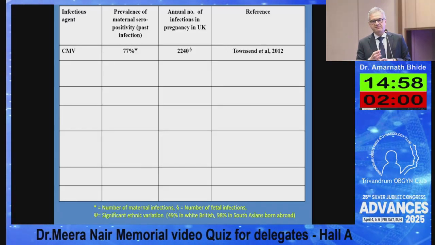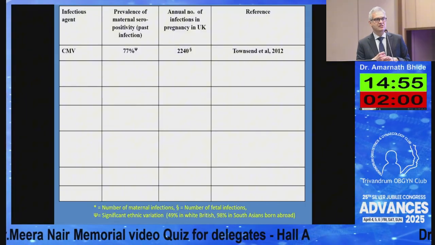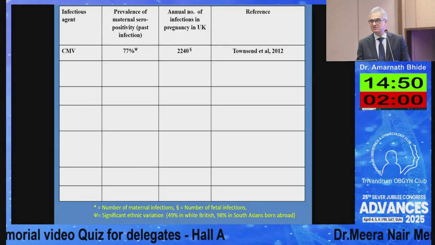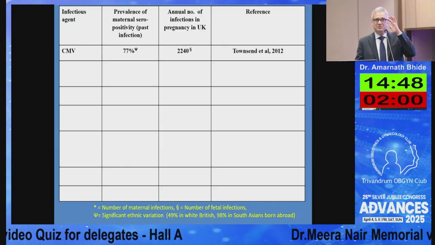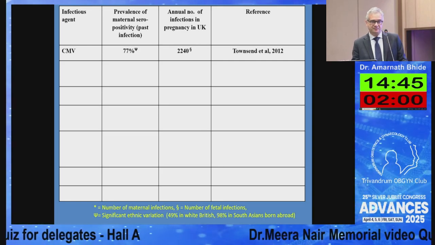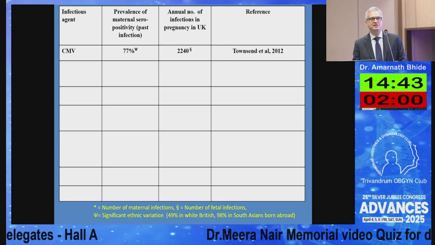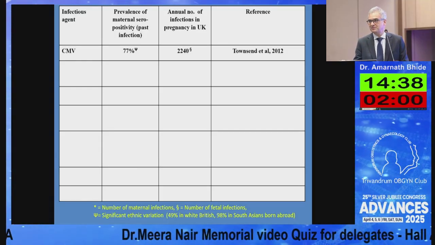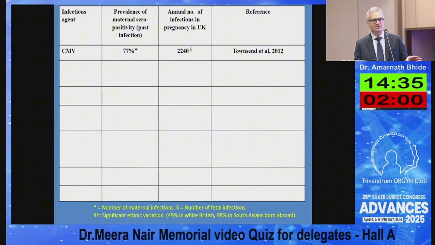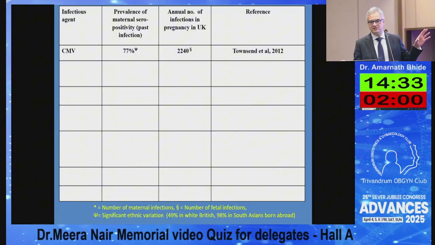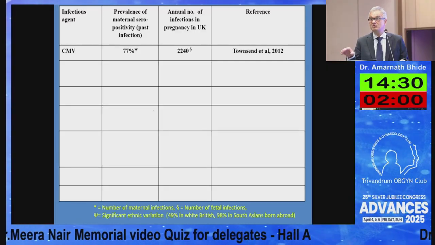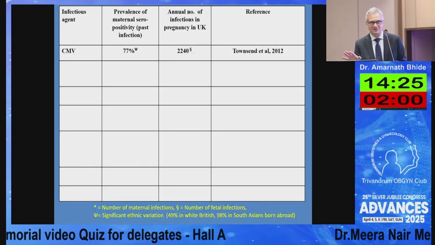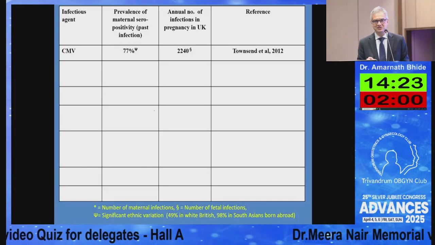The annual number of infections in pregnancy in the UK is 2,240. And these are a little bit old figures, but I don't think it has changed very much. Now, you've got to put this figure into perspective. In the UK, we are dealing with between 650 to 700,000 pregnancies. So we encounter about 2,000 pregnancies out of 700,000 pregnancies. It is not common. It's pretty uncommon. That's the first thing to remember.